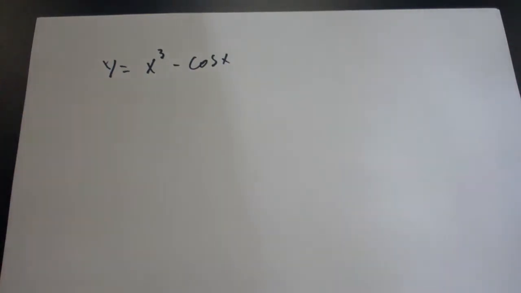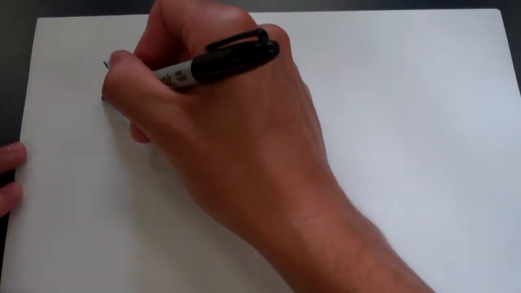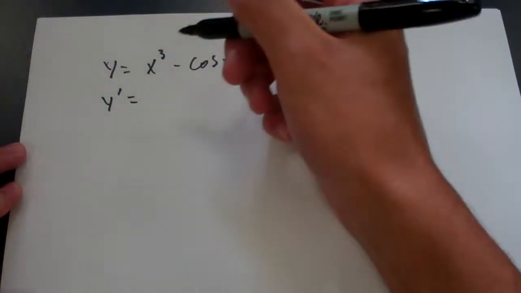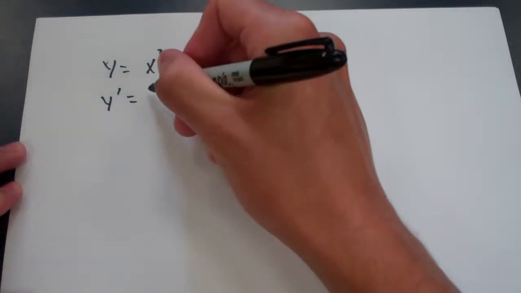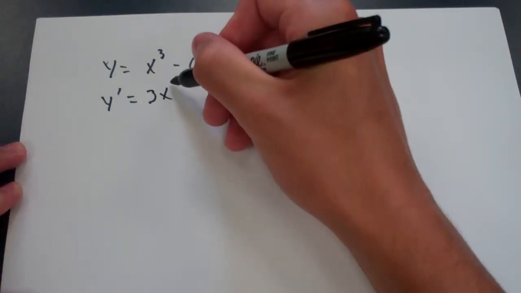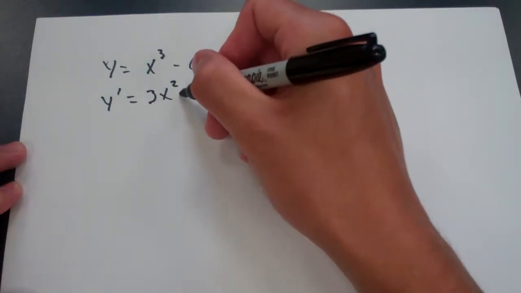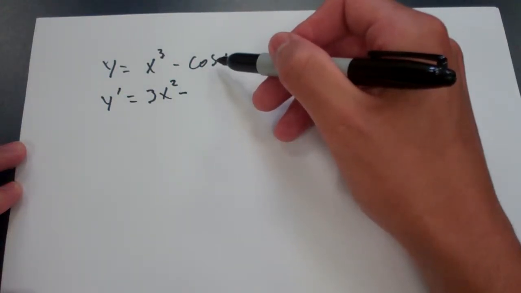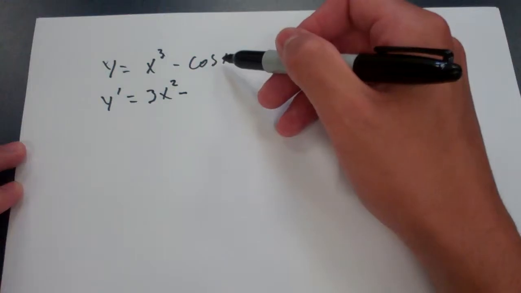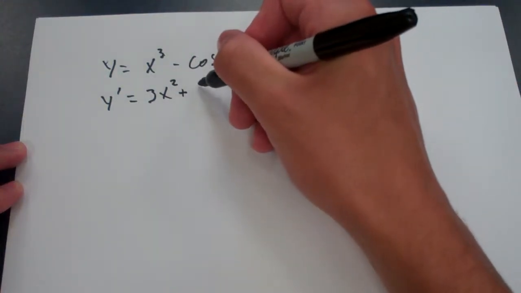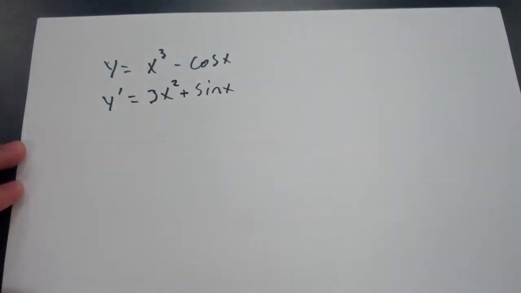Let's see. If we take the derivative, y prime is equal to, I'm going to go ahead and drop the 3 and then subtract 1 from the exponent, minus, and what's the derivative of cosine? Well, the derivative of cosine is negative sine x, so this is actually a positive, right? So that's actually a pretty fast derivative there.